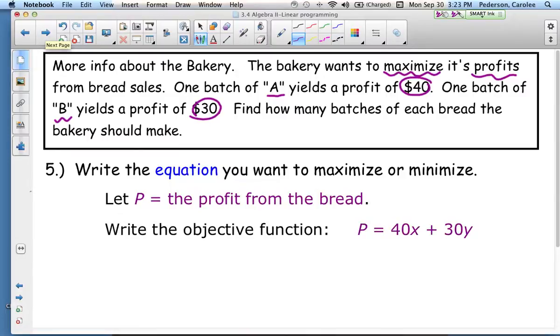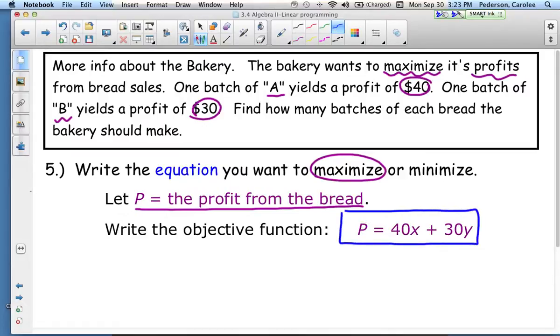So in step 5, we have our objective equation that we want to, in this case, maximize. And we're going to let P equal our profit for the bread. And then we have our equation. P equals $40 times X plus $30 times Y. Give you some time to take that in. Make sure you get your notes in if you need to. So we've just done step 5.